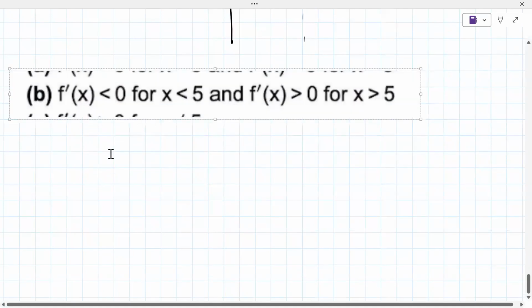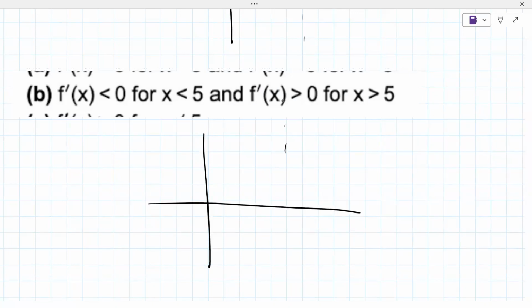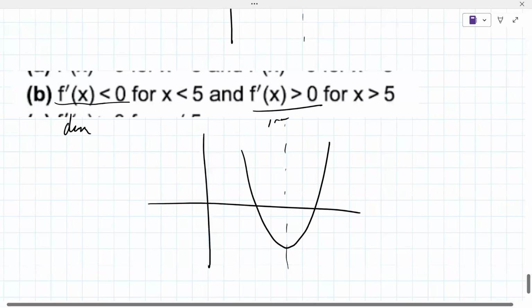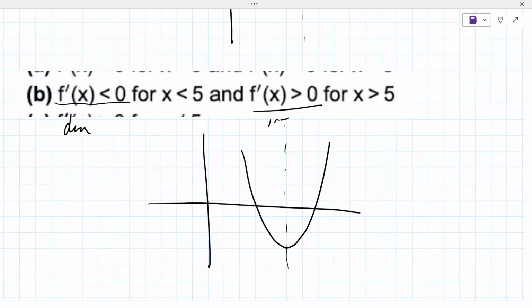Part B is similar here. It's saying that it's decreasing and then it's increasing. So, again, there's that dividing point. It's decreasing, that means it's going down, and then increasing. So it's decreasing and then increasing like that. It kind of again looks like it could be C, yeah, looks like it's C again.